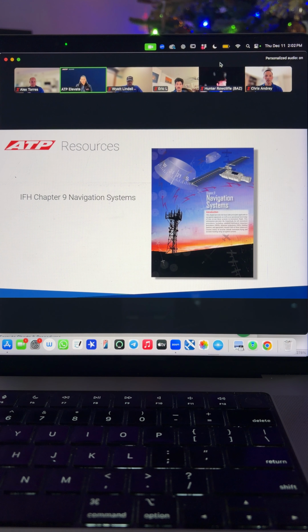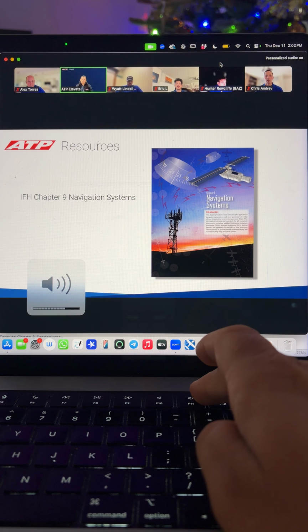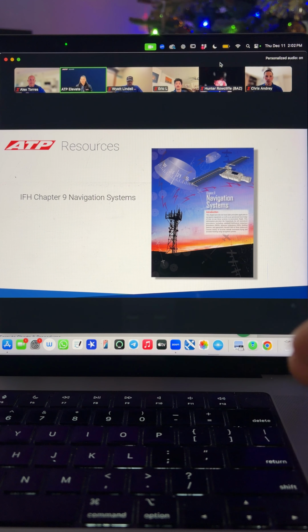Everything that we are going to go over today, you can dig into a little deeper and have additional information. It's going to be in your Instrument Flying Handbook, Chapter 9, going over those navigation systems.